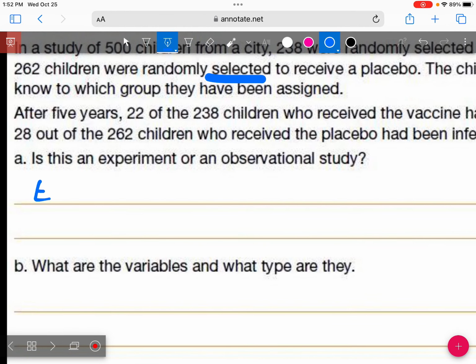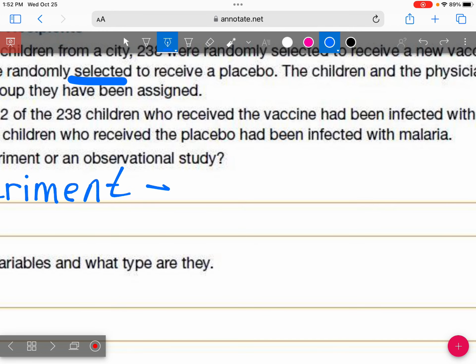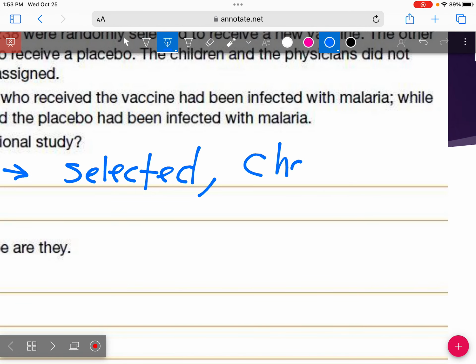So this is an experiment. Because they were selected. Selected is our keyword for that. They were selected or chosen or assigned.